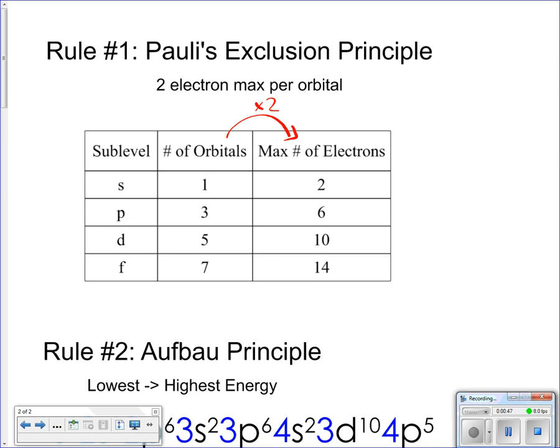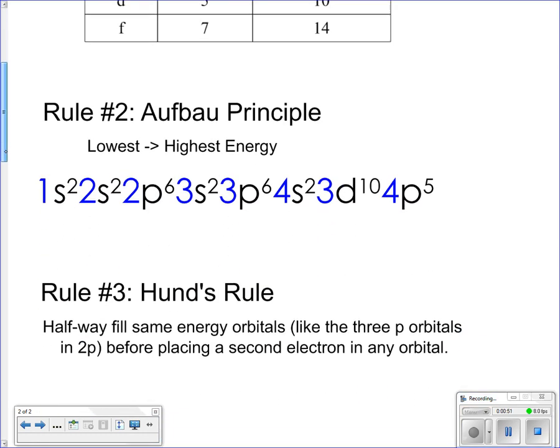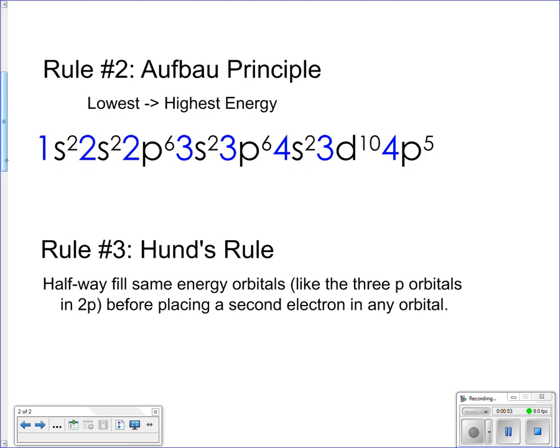Rule number 2 is the Aufbau principle. And it states that whenever you're placing electrons in a configuration, you have to go from lowest energy to highest energy. So according to this, the lowest energy orbital would be the 1s2, and then 2s2, and so on.